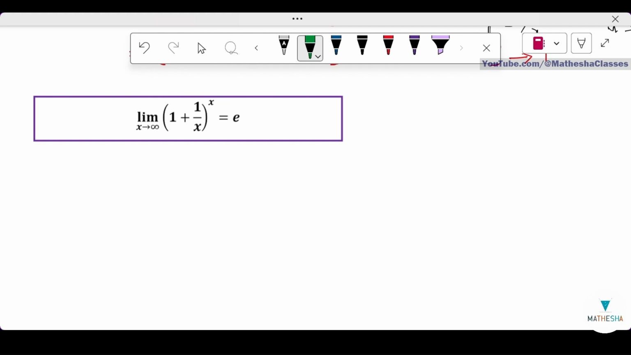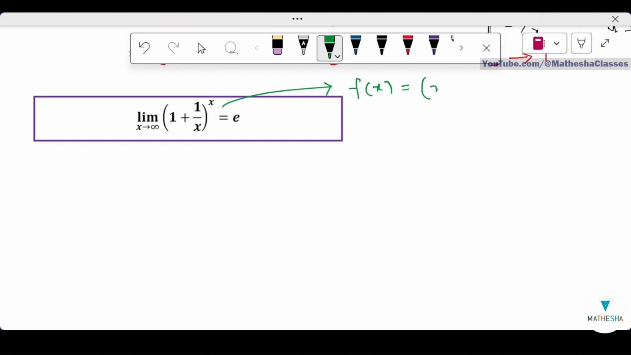Now note carefully, this is basically limit of the function f(x) equals 1 plus 1 upon x to the power x, and that function is defined for x greater than 0. Now if you take the limit of f(x) as x tends to infinity, we know from this that this is e.